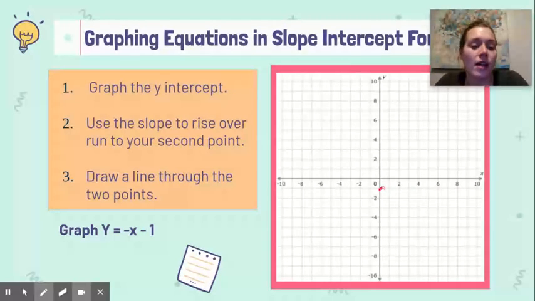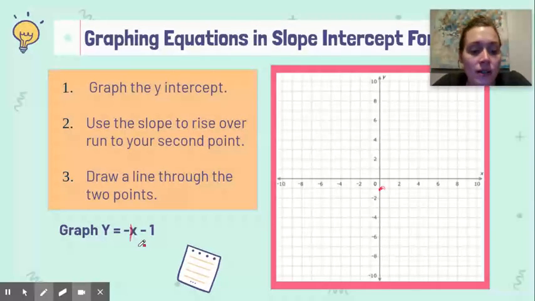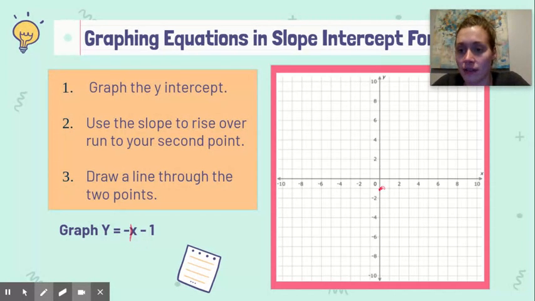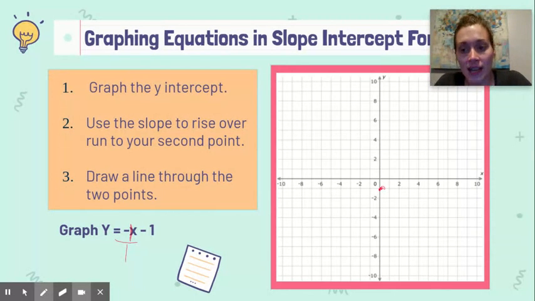All right, then we do rise over run for our slope. The slope is just negative x. Remember, if there's not a number, we want to think of it as a 1. If it helps to draw a 1 in there, you can definitely do that. So my slope is negative x or negative 1x, same thing. We always want to make it a fraction if it's a whole number. So to make it a fraction, we just put it over 1. And so now we know our slope is negative 1 over 1.